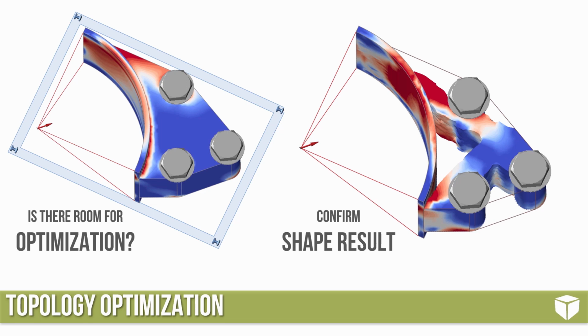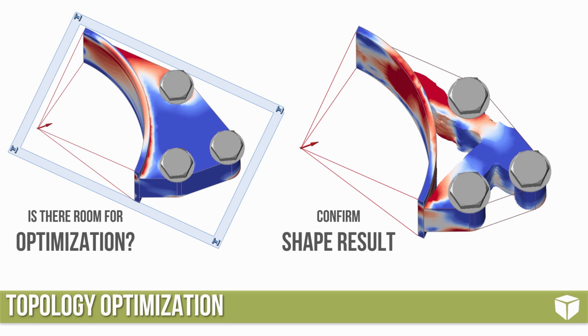Sometimes we will come up with this initial design, and even with the maximum amount of material, we're still under a specified factor of safety. So then we actually have to go back and readdress our boundary conditions. We might need to rethink our part envelope entirely. That's usually not the case. Most parts do have room for optimization. And so we're using FEA to confirm shape results.